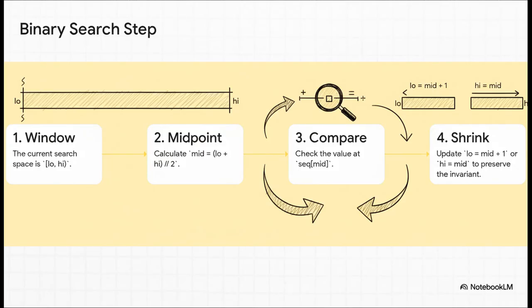So let's trace one single iteration, step by step. Our search space is the window [low, high). We calculate the midpoint, mid. We check the value at that spot. Then we just shrink the window. If our target is in the right half, we set low to be mid plus 1. If it's in the left half, we simply set high to be mid. The key is, no matter what, the window gets smaller, and our answer is still guaranteed to be inside.